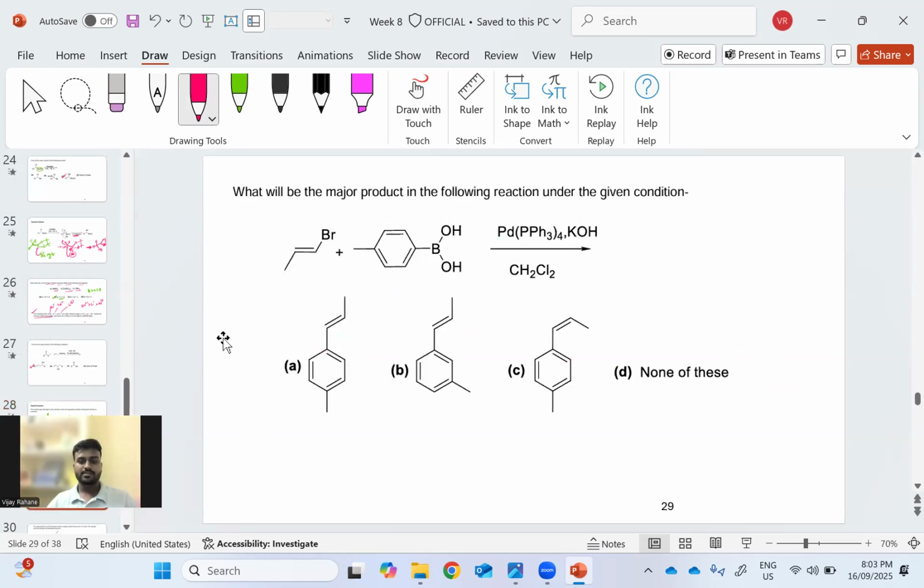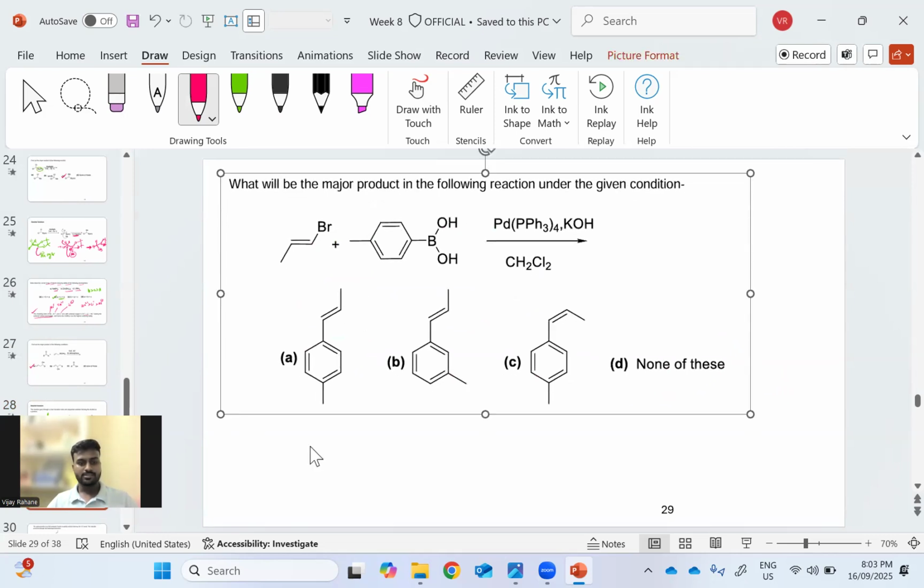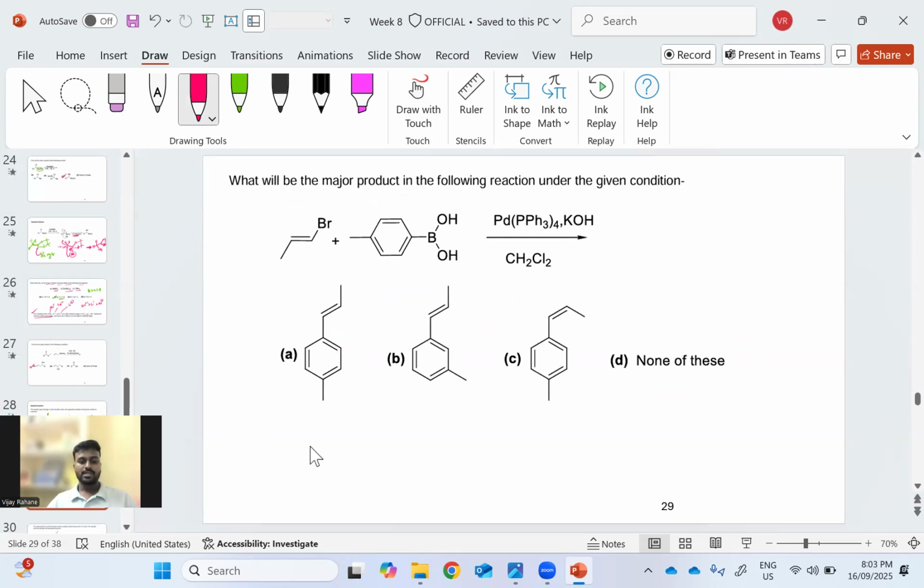Another question, though we have the boronic acid, it is not the same manner. Here it is some sort of coupling reaction. If you look at the starting material, we have the bromo compound and vinyl bromide as starting material, followed by the boronic acid, 4-methoxyphenyl boronic acid, with palladium PPh3 4 as a catalyst, base KOH, and solvent DCM. So what will be the product here?